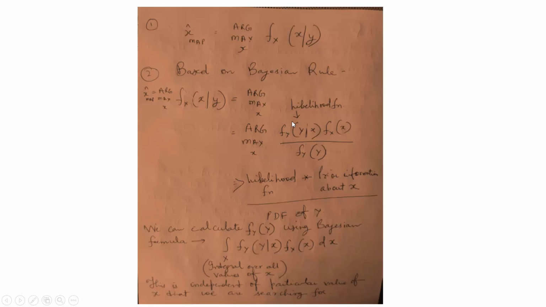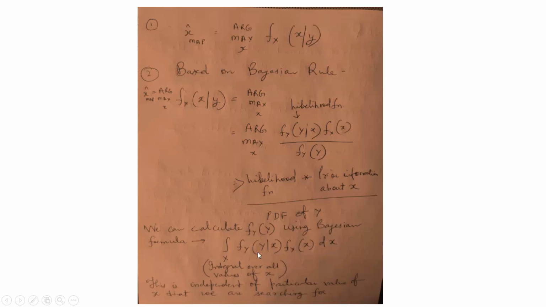Now what is this formula? We have already seen in the case of the maximum likelihood algorithm that this is the likelihood function, f of x is prior information about x, and f subscript y of y is the probability density function of y. Now we can calculate f subscript y of y using the Bayesian formula, and this will be given by the integral over all values of x of f subscript y given x, times f subscript x of x, dx. This is how we can find out the value of this probability density function of y.